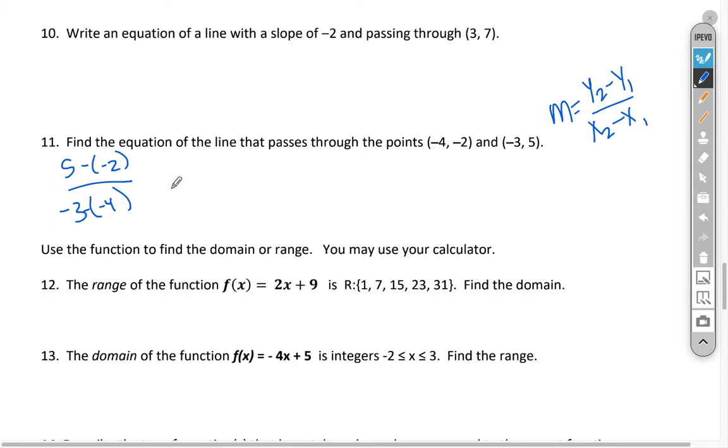And 5 plus 2 is 7. -3 plus 4 is 1. So we have 7 over 1, which is just 7. So we've got m equals 7. But now we need to find our b.